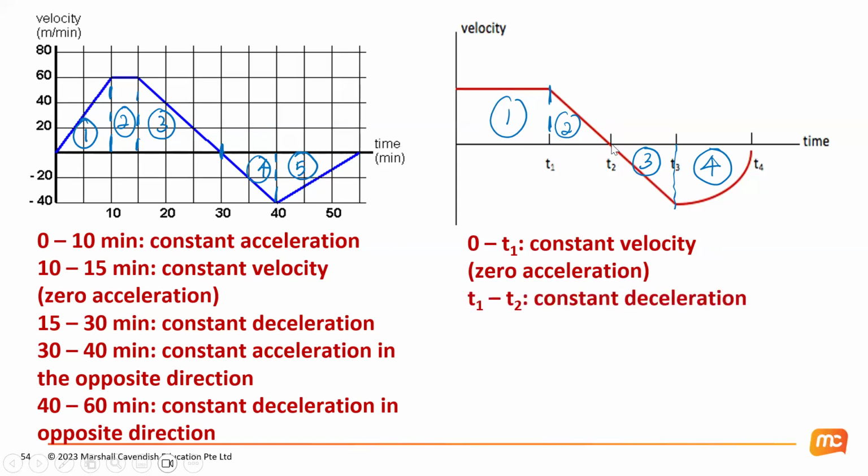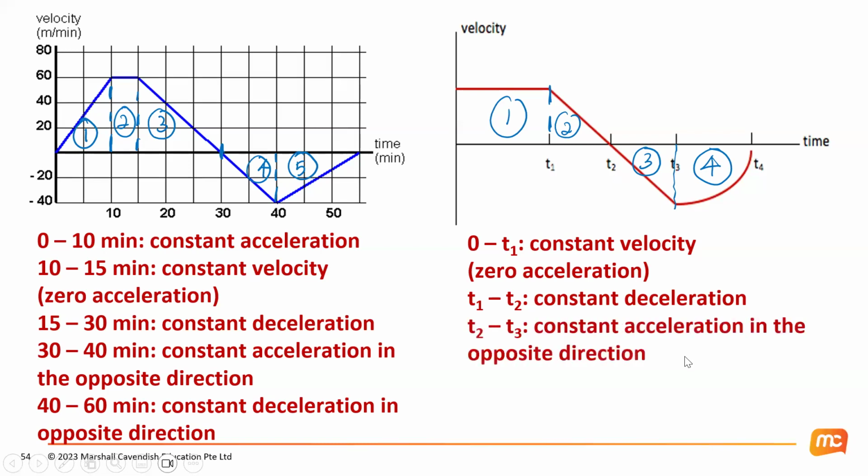The third part is when my velocity becomes negative, means I'm moving in the opposite direction from this instant onwards. From T2 onwards, I'm moving in the opposite direction. From T2 to T3, moving in the opposite direction, but my velocity increases from 0 to whatever number. So I'm having a constant acceleration, but in the opposite direction.